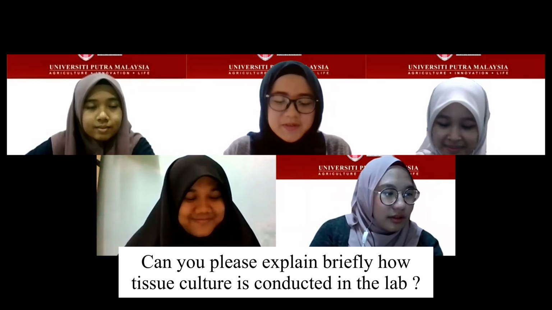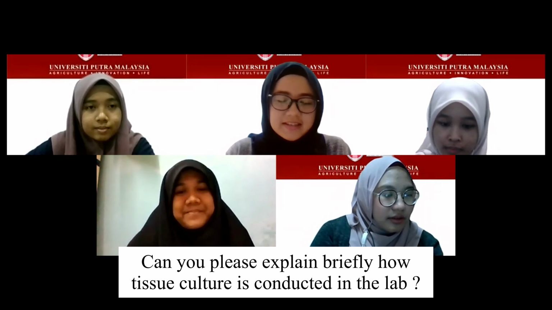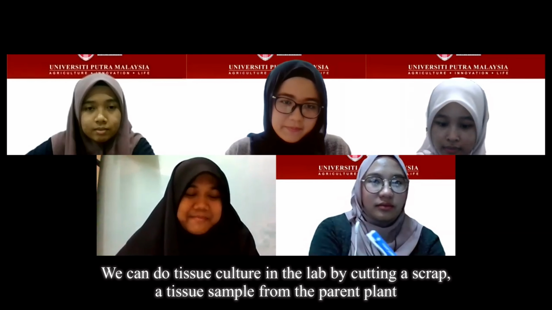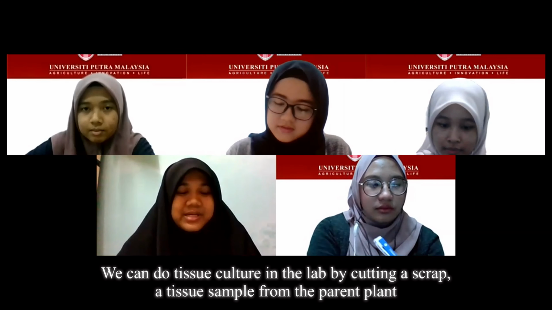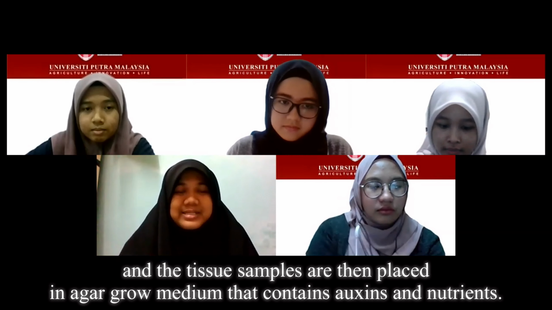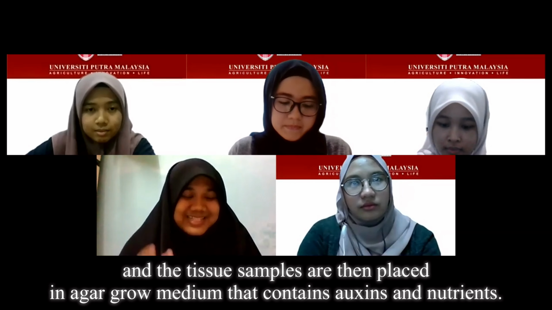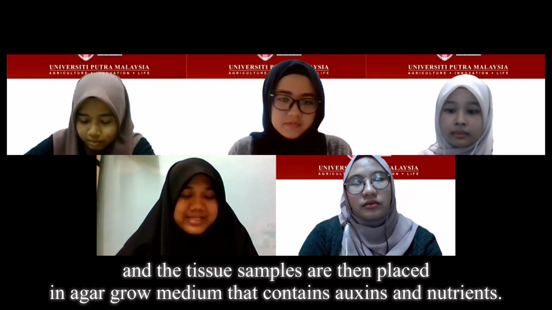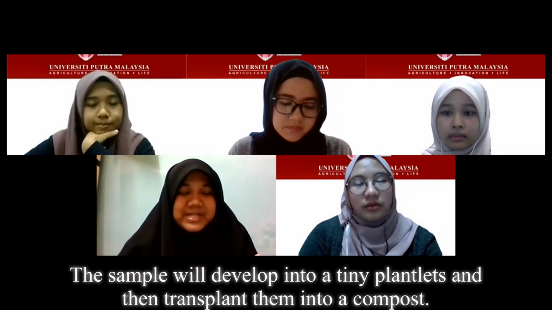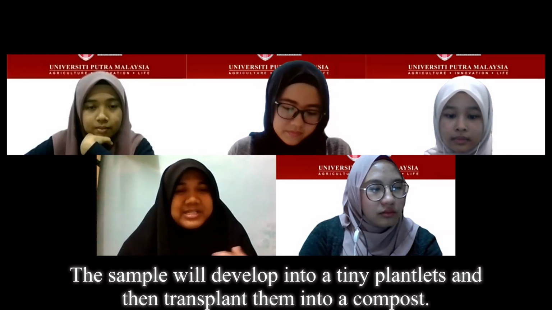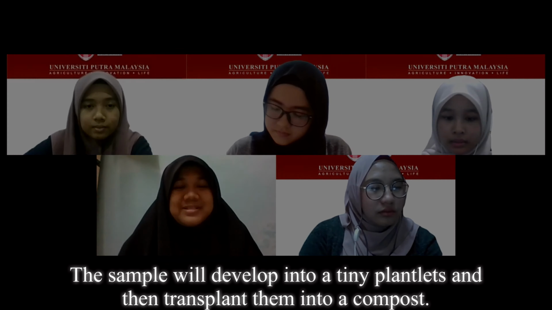Can you please explain briefly how tissue culture is conducted in the lab? We can do tissue culture in the lab by cutting or scraping a tissue sample from the parent plants, and the tissue samples are then placed in agar growth medium that contains auxins and nutrients. The sample will develop into tiny plants, and then we transplant them into compost.